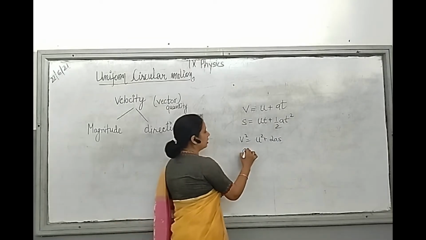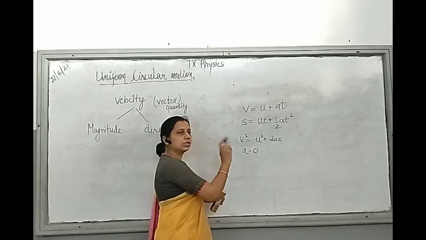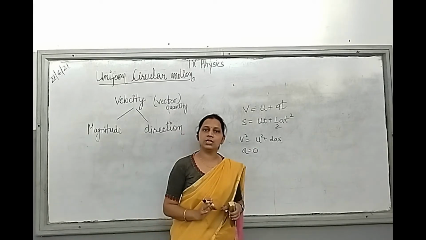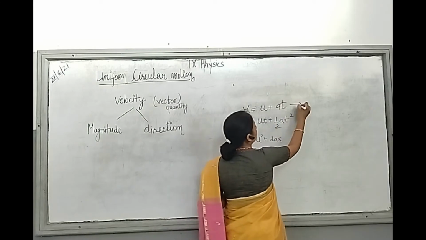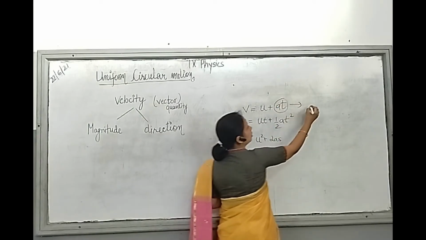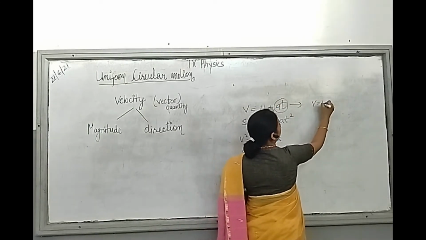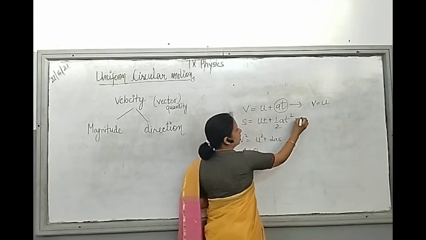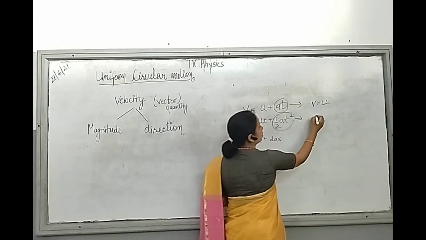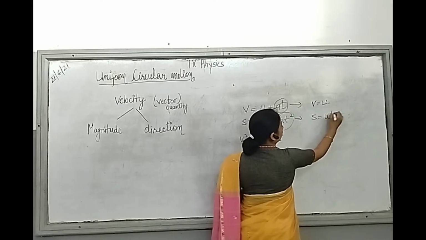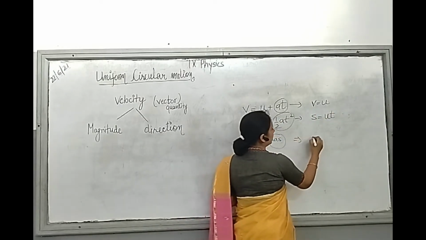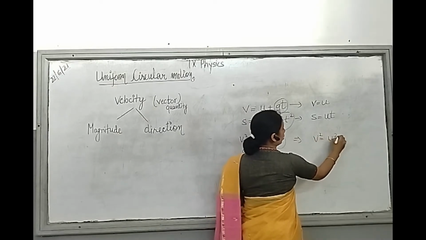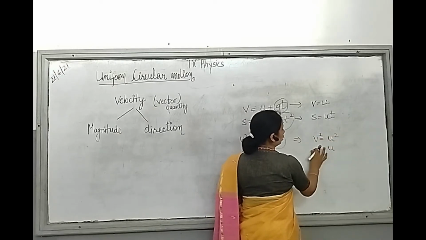Let's put a equal to 0. Acceleration equal to 0 means the body is not accelerating. So, what will happen to the first equation? This term will go to 0, so you are left with v equal to u. Here this will go to 0, so s equal to ut. And here this term will go to 0, so I can write v square equal to u square, or the same, v equal to u.